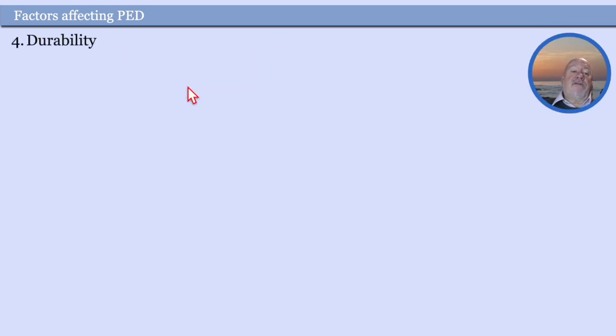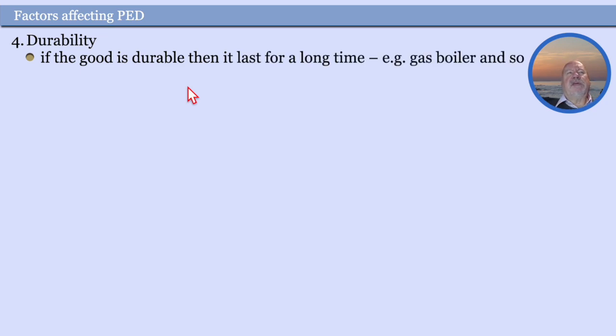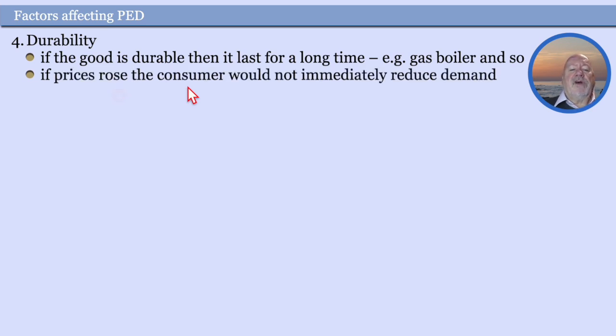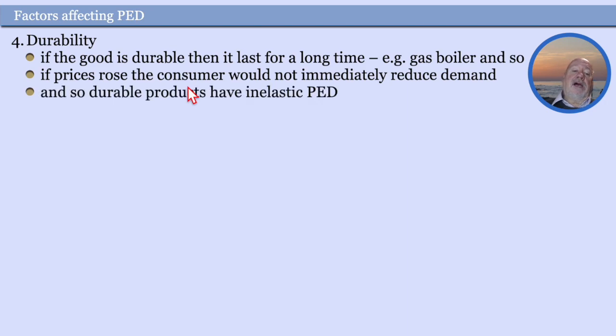Okay. Fourth factor is the durability. That means how long can the product that we're talking about last. So if you've got a gas boiler, it's very durable, it's going to go on and on for many years. Again, if the price rose, then it's not going to immediately reduce your demand, because you know your product lasts for a long time, and so you don't need to keep buying it again. And so durable products that last for a long time have inelastic demand, not greatly responsive to changes in price.